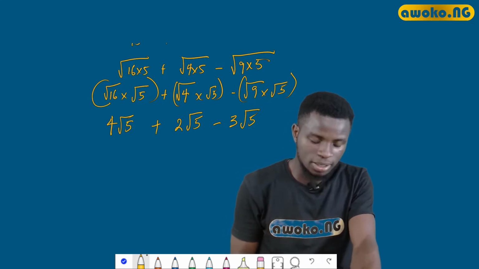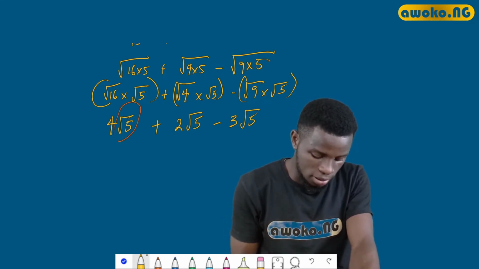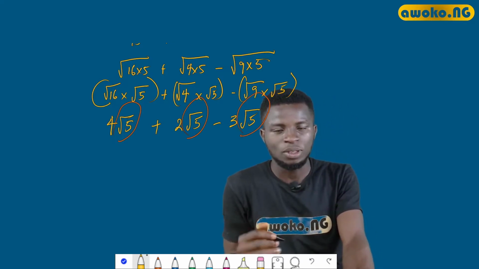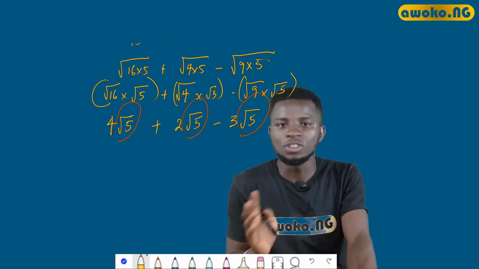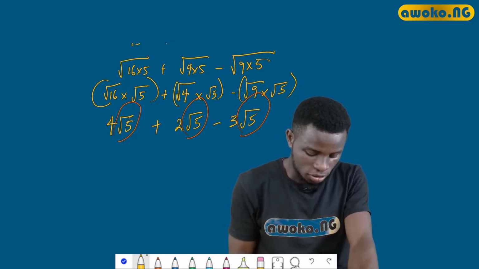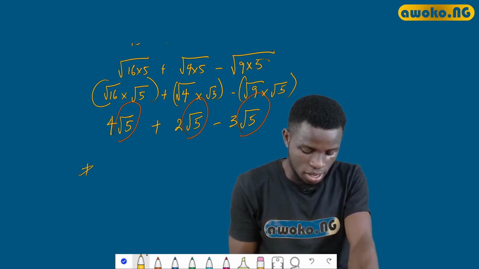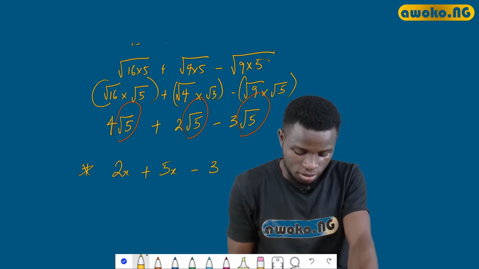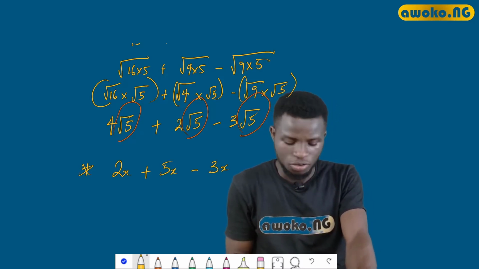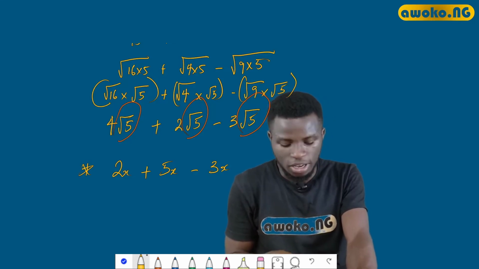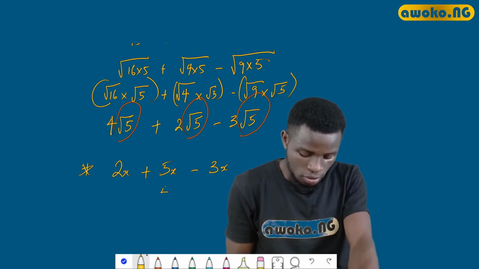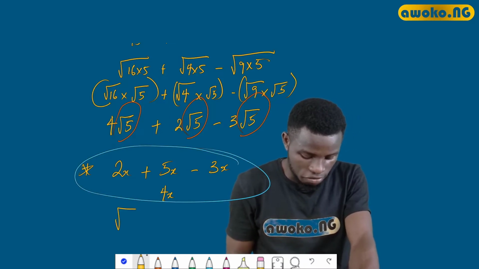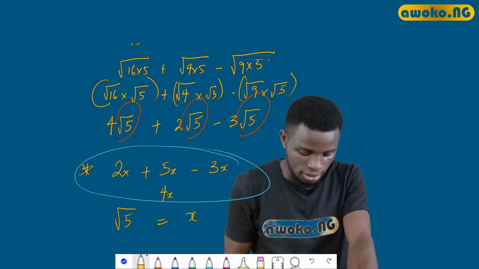You observe that these parts are the same. So let us come back to what we already know. If we have 2x, let's say we have 2x plus 5x minus 3x. Of course, you realize that this is just like saying 7 minus 3x will give us 4x. So let us assume that root 5 is equal to x in this case.